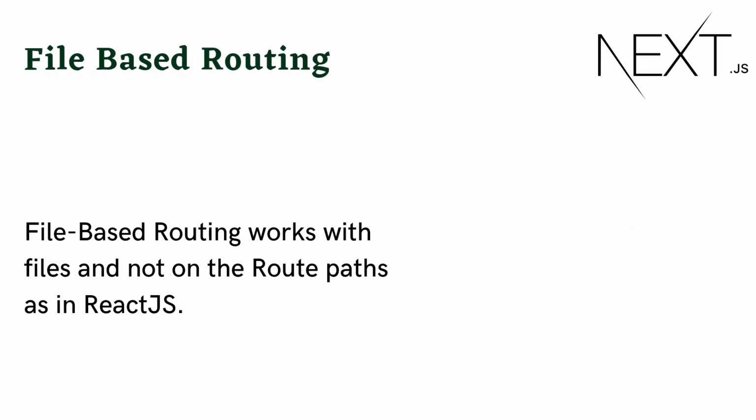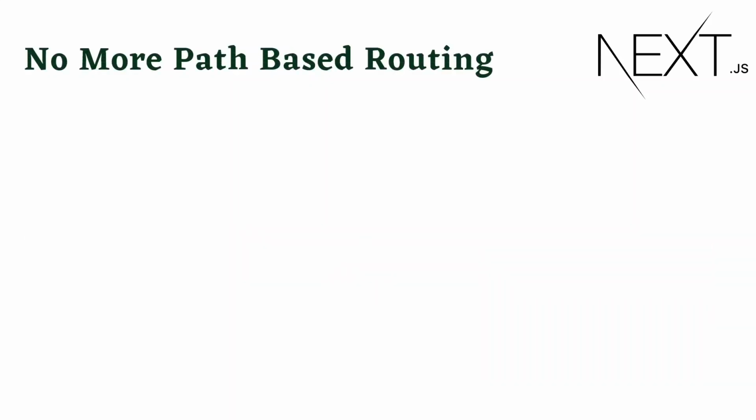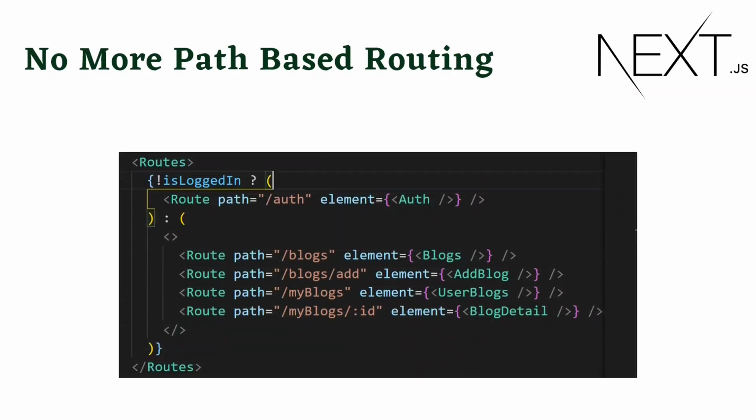So the files inside the pages directory can be used to define the most common patterns. So file-based routing works with the files and not on the route paths as in React.js, where we added the route, the element, and then we need to render that component there. Now no more path-based routing inside Next.js. So Next.js has changed the concept of path-based routing. Although the old way was very good, it can be a bit cumbersome.